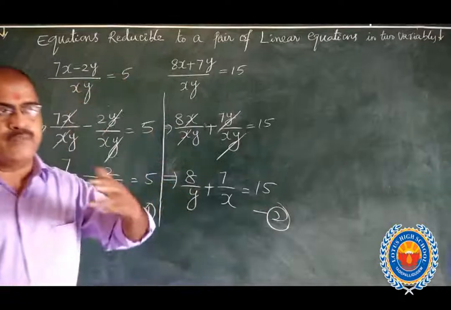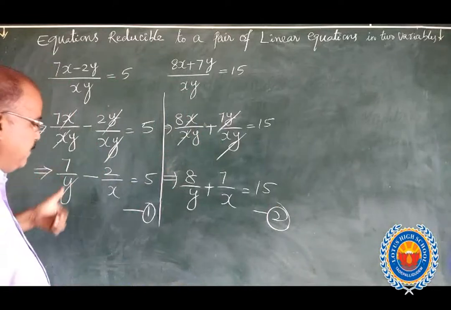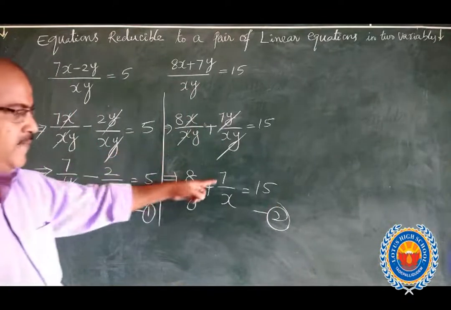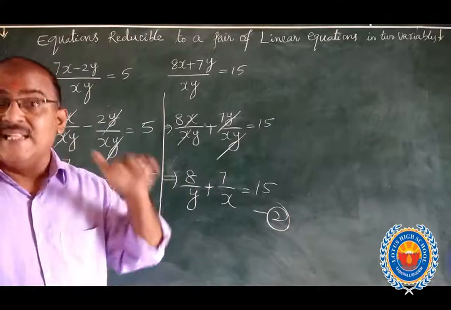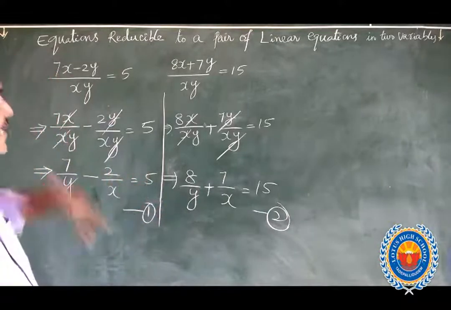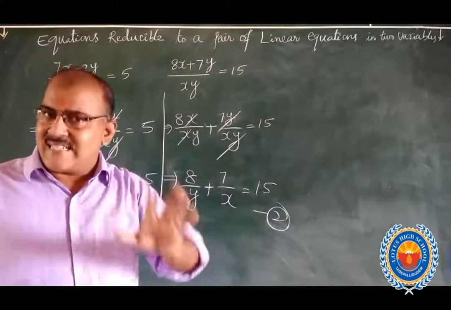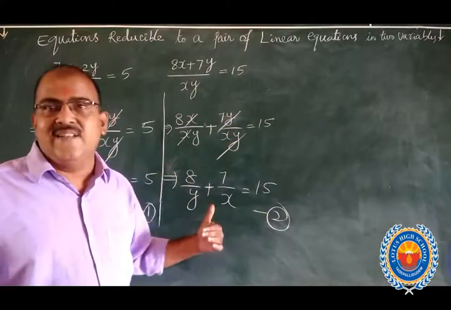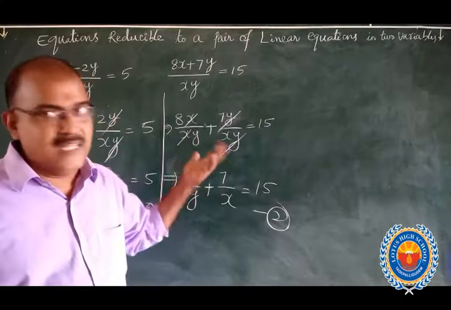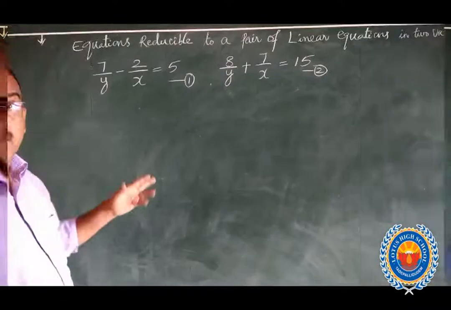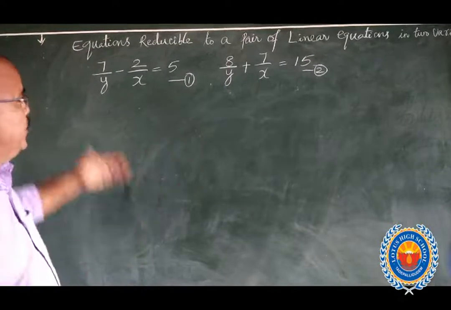Now the problem looks like the previous video sum. It is nothing but 7 by y minus 2 by x is equal to 5, 8 by y plus 7 by x is equal to 15. Already you know how to do this sum. Even then, once again I will explain this sum also. Now the equations still are in the equations only. It is not in pair of linear equations in two variables. Understand? Now I will convert these equations into pair of linear equations in two variables so that you can solve that sums. You know very well how to do this sum. Already you learned in the previous video.